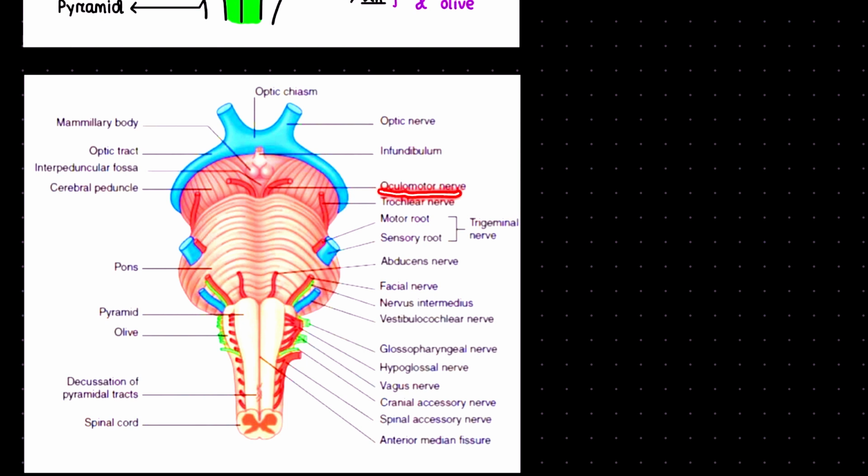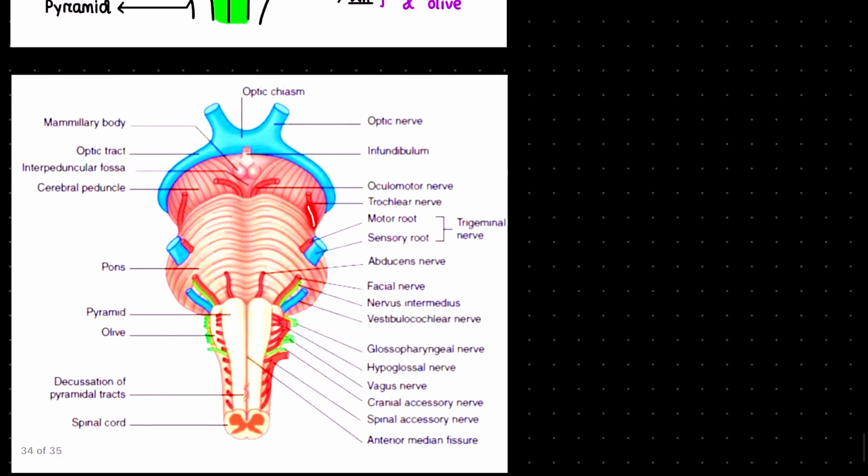We can see the third cranial nerve right here, it is the content of the interpeduncular fossa. The fourth cranial nerve, we know it is the only cranial nerve coming from the dorsal aspect of our cerebral peduncle. All these are our cerebral peduncles, as you can see. Now these two, third and fourth cranial nerves, we have talked about.